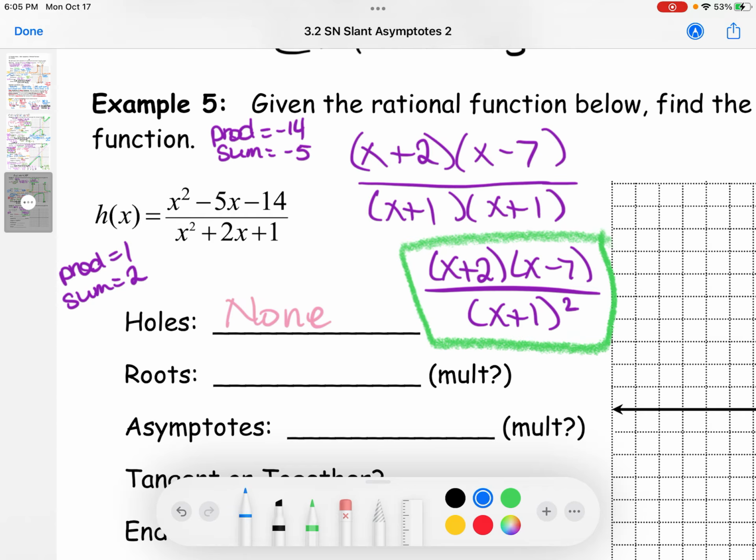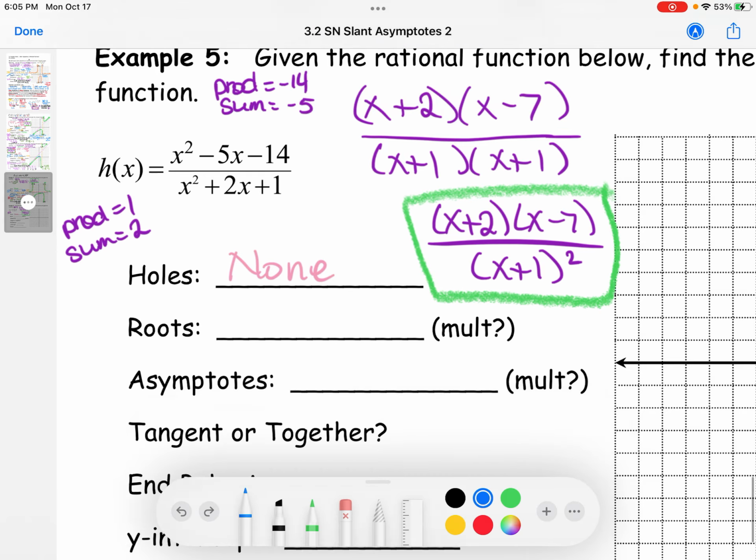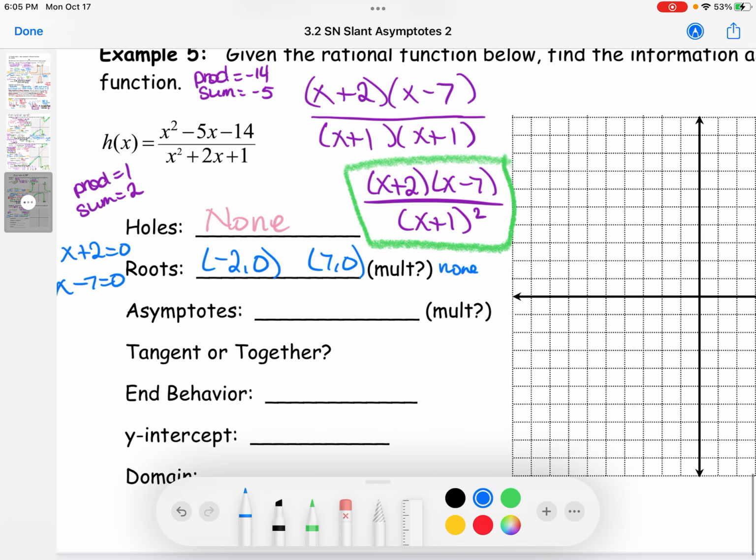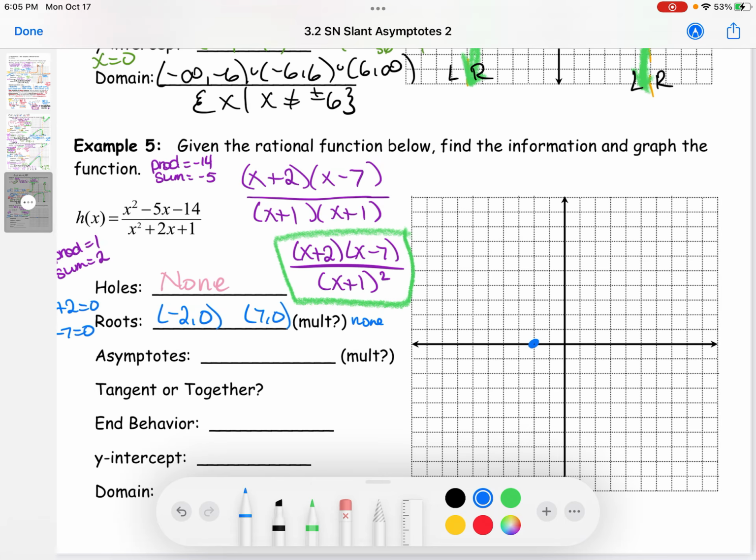Everything's connected. For the roots, we set the numerator equal to 0: x plus 2 equals 0, x minus 7 equals 0. So x would be negative 2, 0, or 7, 0, and none of those are squared, so there's no multiplicity. So we have a root at negative 2, 0, and a root at, so is that 7? Yep. We have roots at negative 2 and at positive 7.